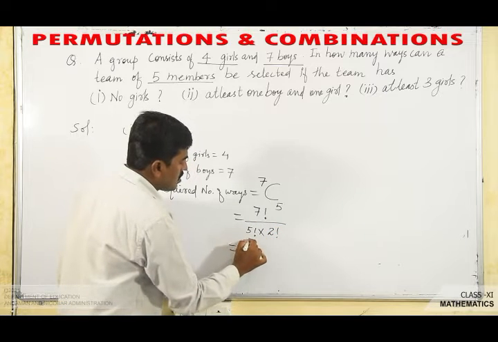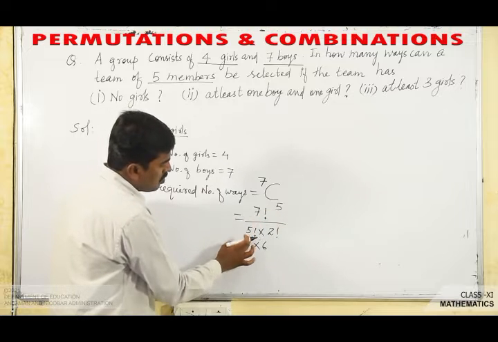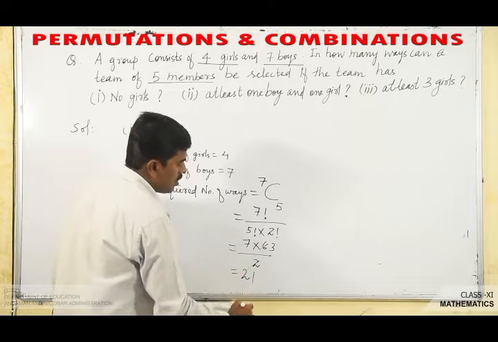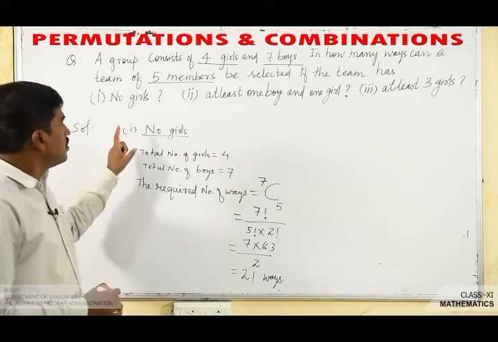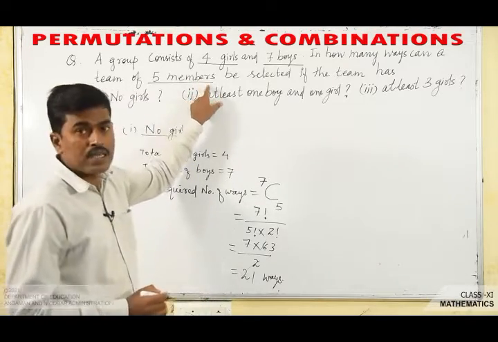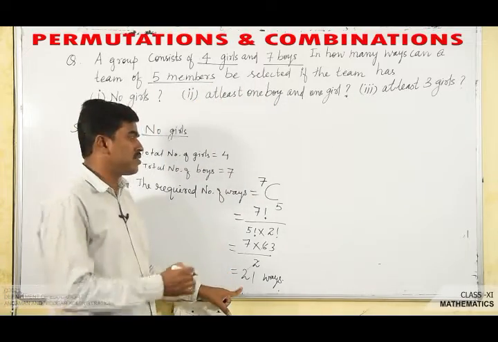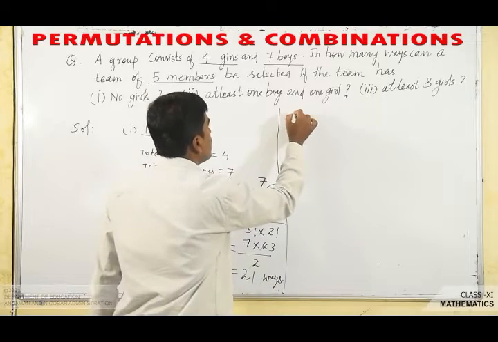Or we can write it as 7 into 6 into 5 factorial. So 5 factorial will be cancelled out. So it is 7 into 6 divided by 2, that is 2 3s are, so it is 21 ways. So the required number of ways in which these 5 members can be selected if the team has no girl is 21 ways. Now let us see the second one.